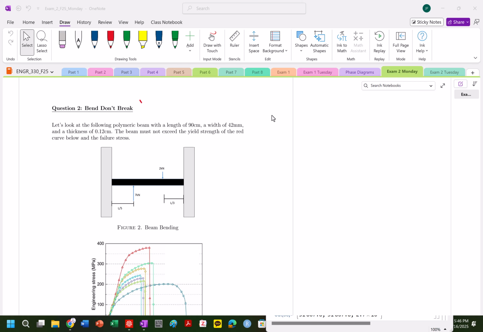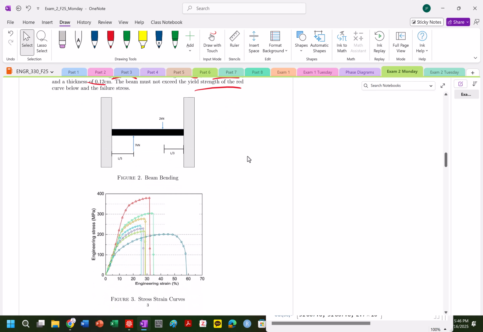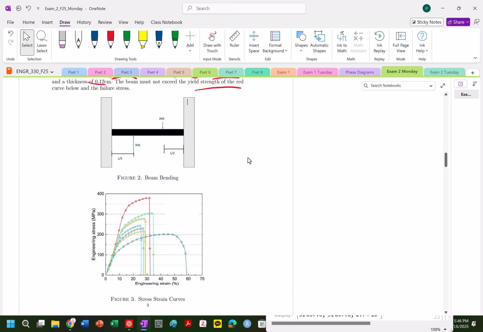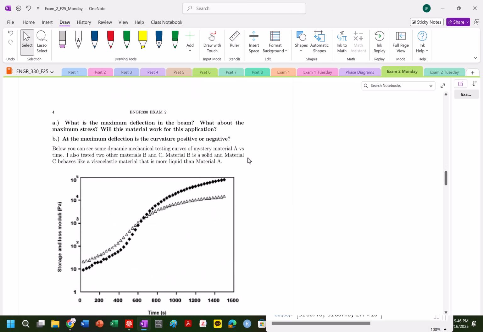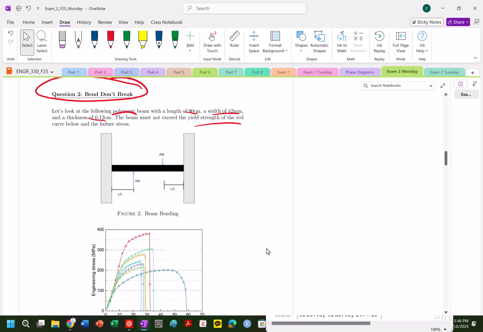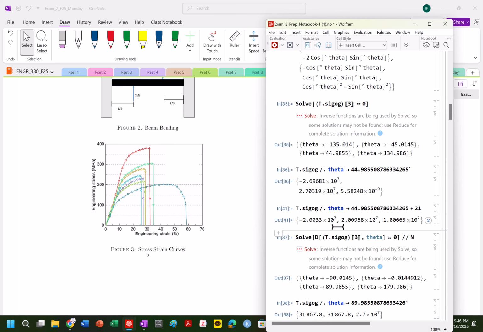All right, everyone, we are back, and we are going to do our question 2, bend, don't break. So we have a polymer beam, with a given length, width, and thickness. It cannot exceed the yield strength of the red curve below, and the failure stress. So let's go ahead and calculate that value and check it out.